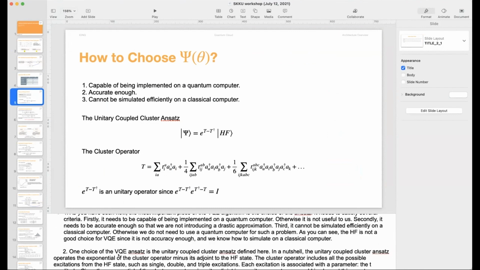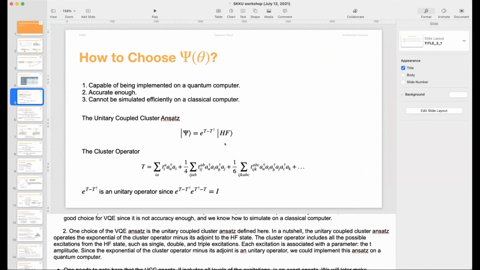So one choice of the VQE ansatz is a unitary coupled cluster ansatz defined here. In a nutshell, the unitary coupled cluster ansatz applies the exponential of the so-called cluster operator minus its adjoint to the Hartree-Fock state. The cluster operator includes all the possible excitations from the Hartree-Fock state, such as singles, doubles, triples, and so on and so forth. Each excitation is associated with a parameter, the T amplitude.